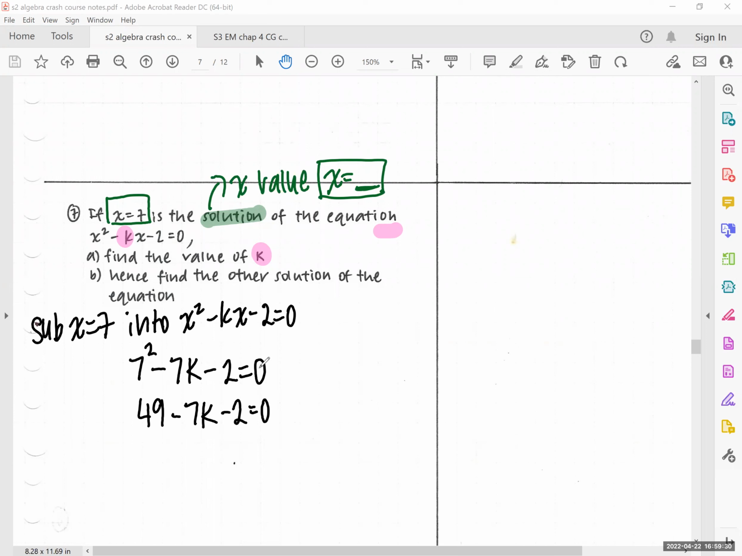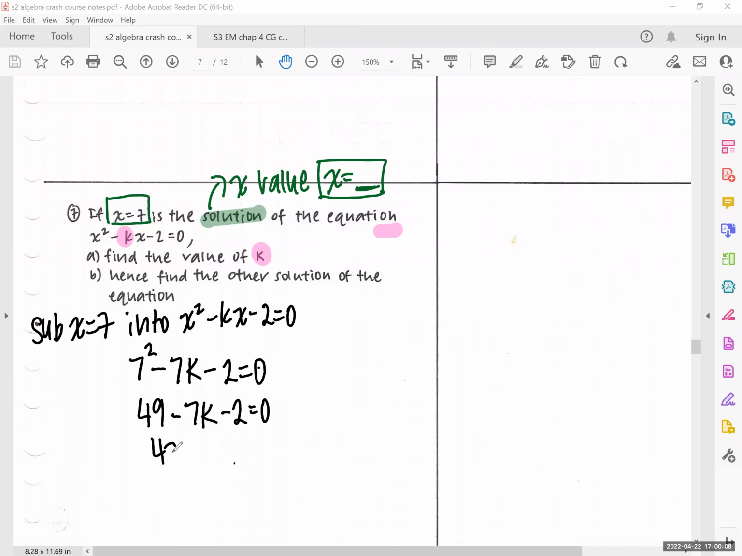After that, do I do three-term factorization? No, there's no k squared. You don't do three-term factorization. What do you do from here? 47 minus 7k is equal to 0. Okay. Then from here, what do I put?